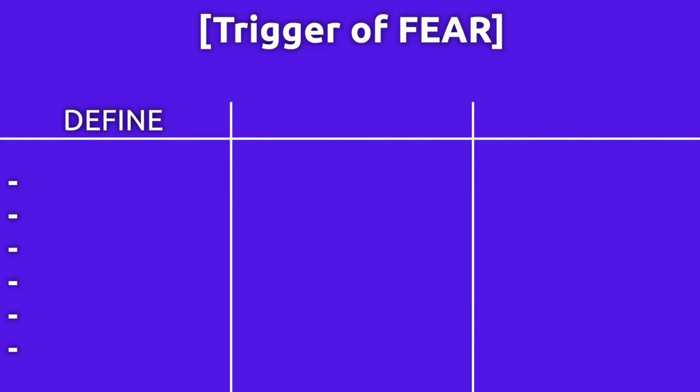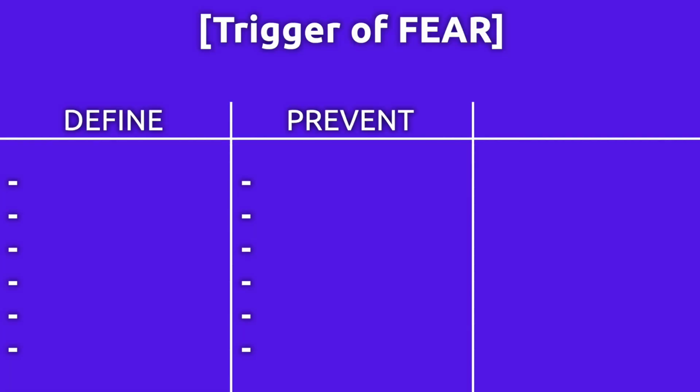All of that. And then for each of these fears, you write about what you can do to prevent them. So is there anything you can do so that the fears don't happen at all? And in the third column, you write about what you can do if those fears come true. So what can you do to minimize the effect of the fears becoming reality?